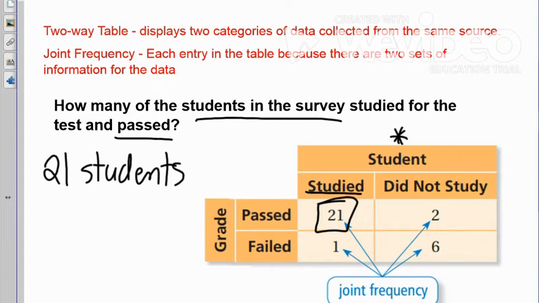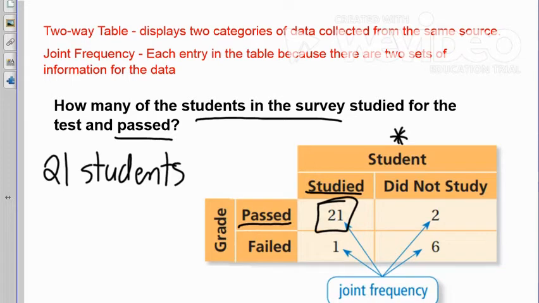Okay, so again, you're just looking to see where they line up, where they cross together. Okay, if you study and you pass, there would be 21 students. This is how you would answer. If you did not study and you passed, you would fall in that column of 2. Okay, that's the 2 students who did not study. So it's just understanding what is being asked of you when you do these. All right, they're relatively straightforward to read. It's just making sure that you understand what is being asked of you when you do them.